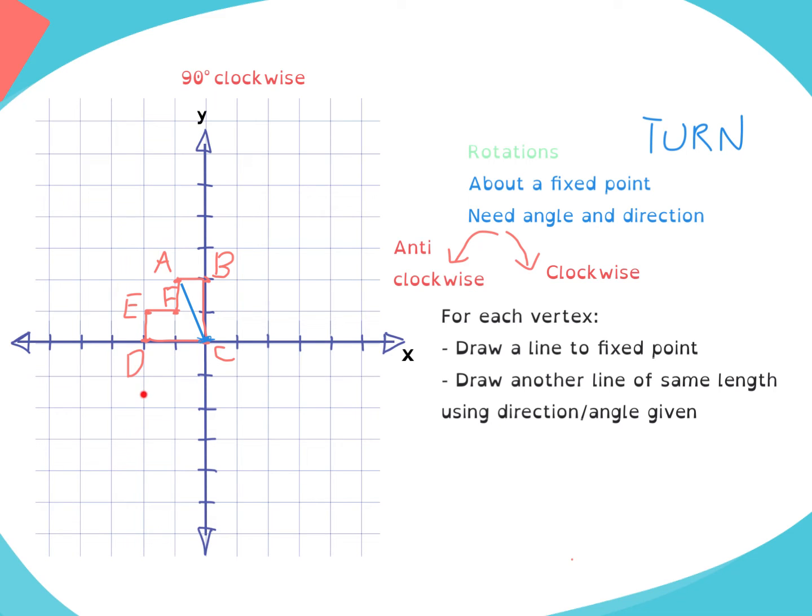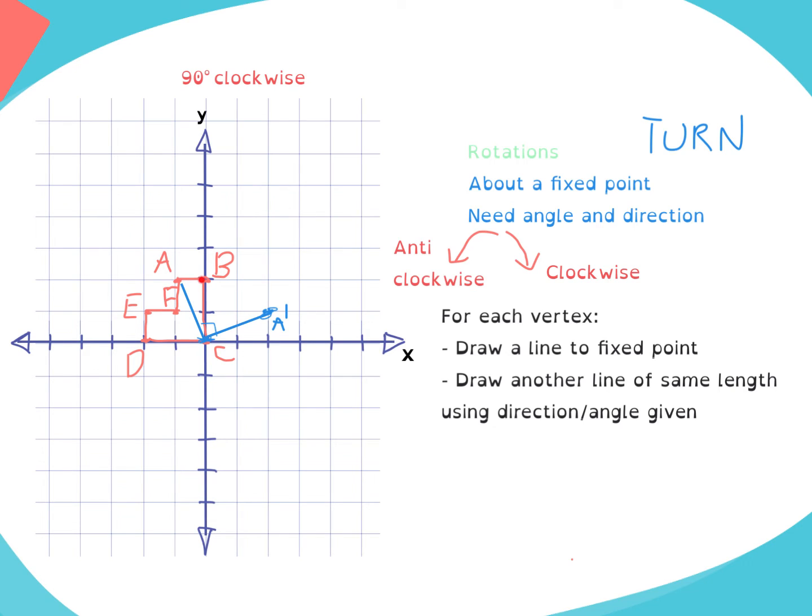If I went that way, that would be anti-clockwise. And if I go this way, it would be clockwise. So here I've drawn a line at 90 degrees clockwise. These two lines need to be the same length. So point A is going to move here. So again, I call it A dash, the image of A, to indicate that A's gone there. So we're going to do the same for all of them.